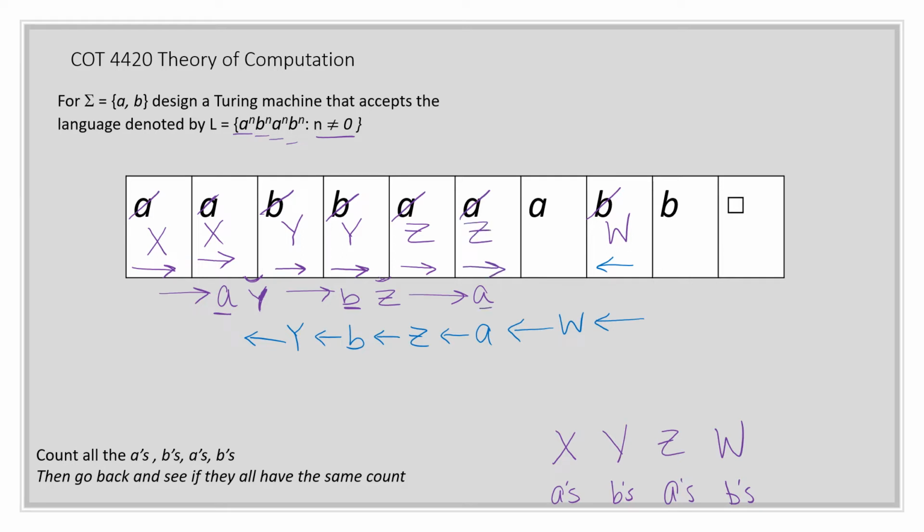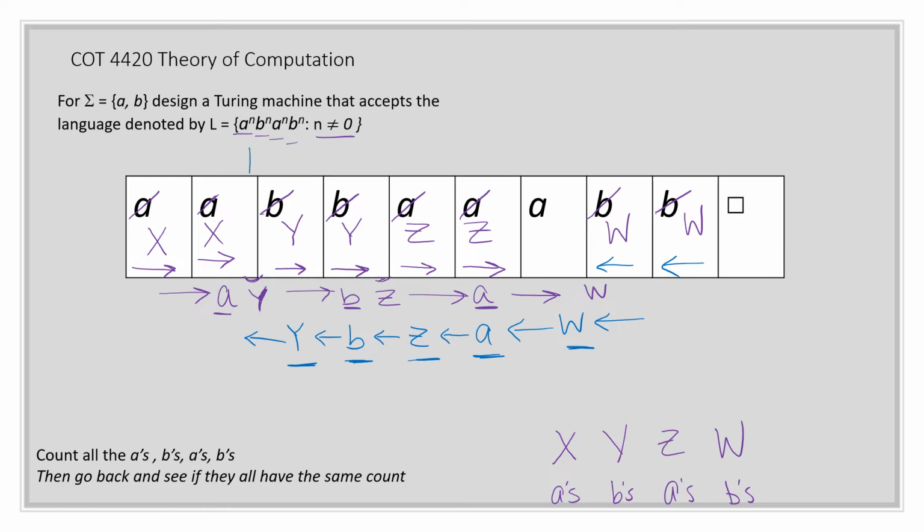Then we'll pass by any A's. We also are going to pass by any W's until we encounter a B, in which case we're going to change this B to a W and then go back the other way. As we go back, we'll pass W's, we'll pass A's, we'll pass Z's, we'll pass B's, we'll pass Y's until we encounter the next A.